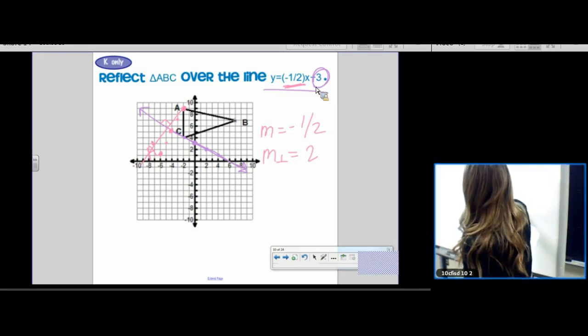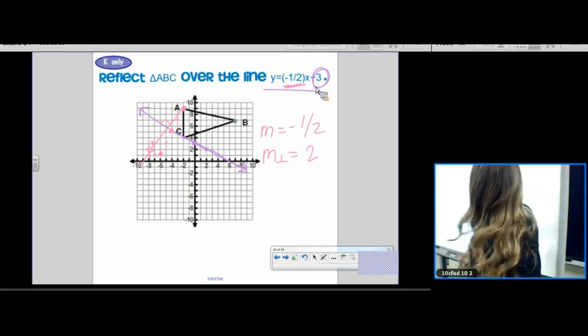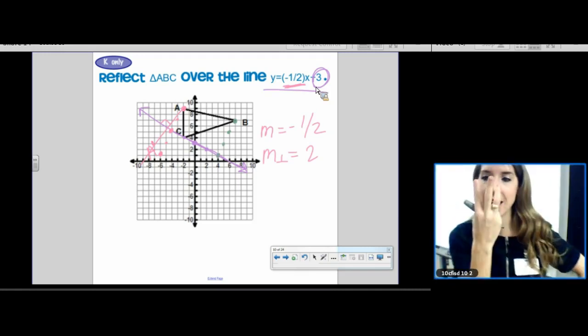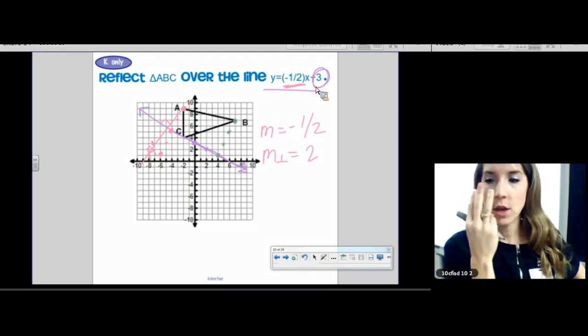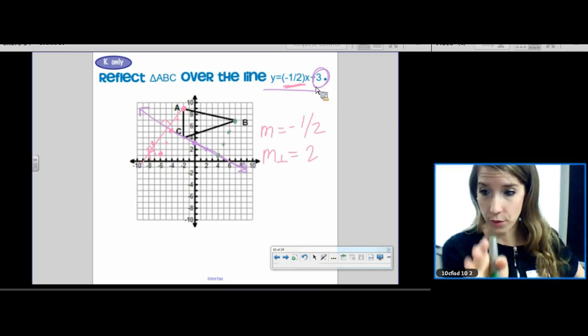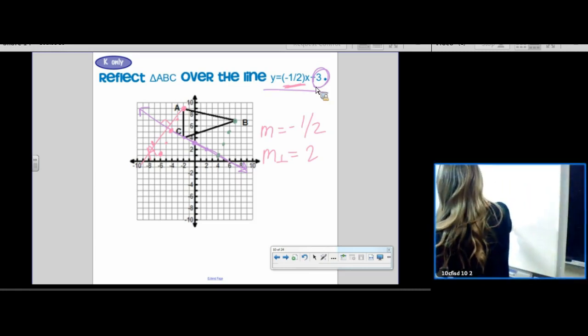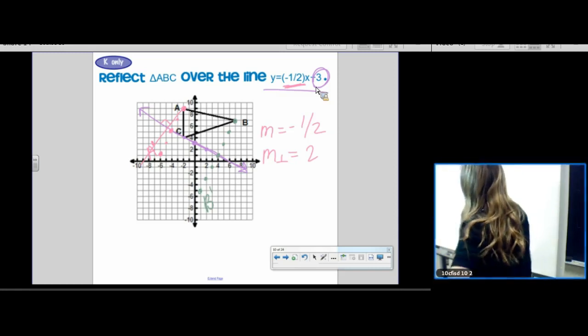What about B? Let's see how many times it takes to get to our line of reflection. Down 2 over 1. Down 2 over 1. Down 2 over 1. It took 3 times. So starting at the line of reflection, we're going to go 3 more. Down 2 over 1, 2, 3. And there is B prime.